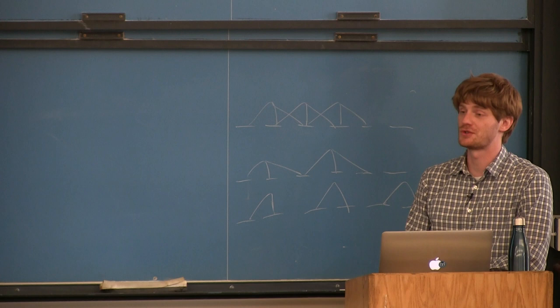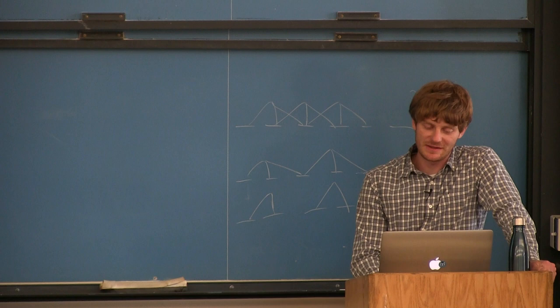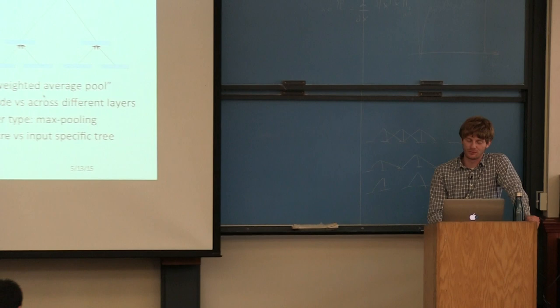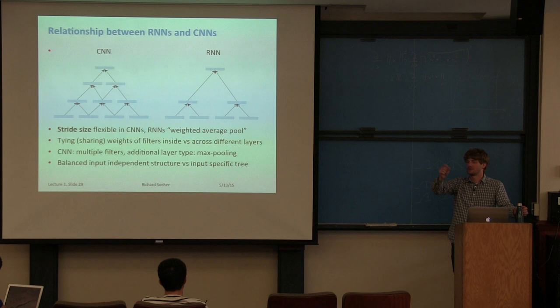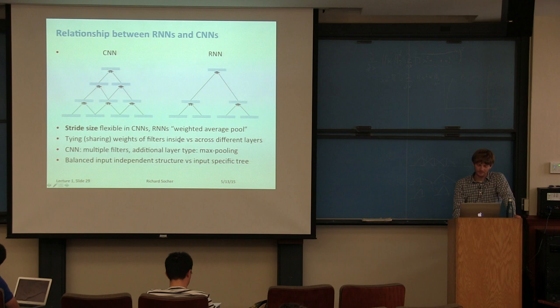So that's one change. And then you can kind of see the RNN combination to compute the parent vector as a type of weighted average pooling, where you actually multiply the two vectors to get your parent vector instead of just taking the maximum value across different dimensions. And then another one that you can also somewhat more smoothly interpolate in between is the different ways of sharing your weights of the filters. So in the CNN, we had the same set of filters for this layer, a different set of filters for this layer, a different set of filters for this layer. Whereas in the RNN, we have the same one across the layers and across the different depths and locations and everywhere. It's basically the same set of W.